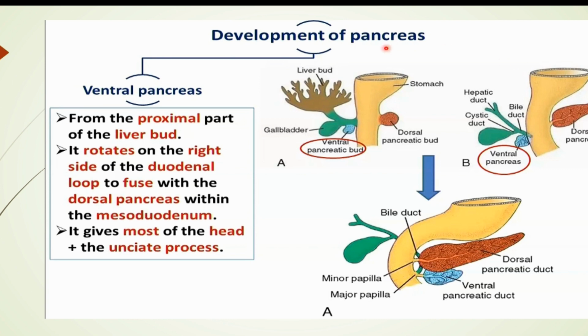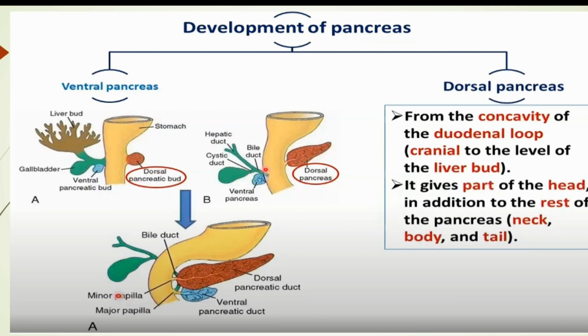The pancreas develops from two parts, the ventral and the dorsal pancreatic buds. From the proximal part of the liver bud, the ventral pancreatic bud arises. It rotates to the right side of the duodenal loop to fuse with the dorsal pancreas within the mesoduodenum, and it gives most of the head and uncinate process of the pancreas. The dorsal pancreatic bud arises from the concavity of the duodenal loop cranial to the level of the liver bud, and it gives part of the head and the rest of the pancreas, including the neck, body and tail.